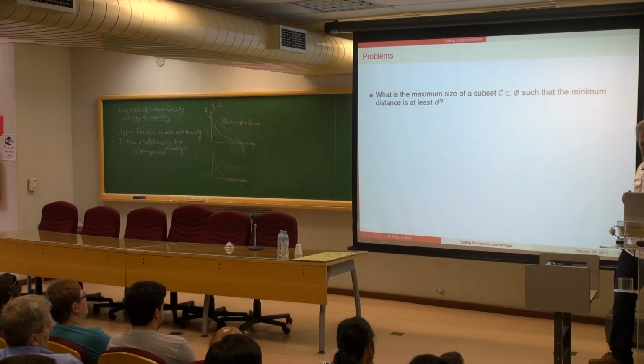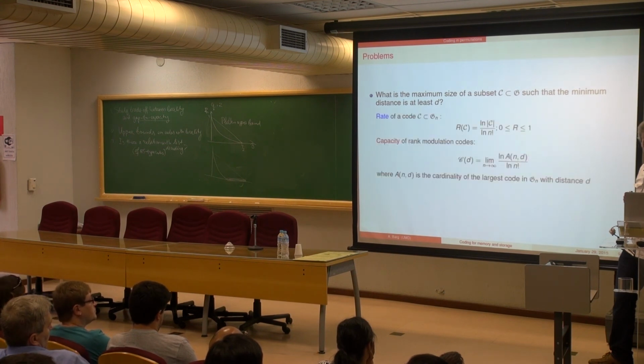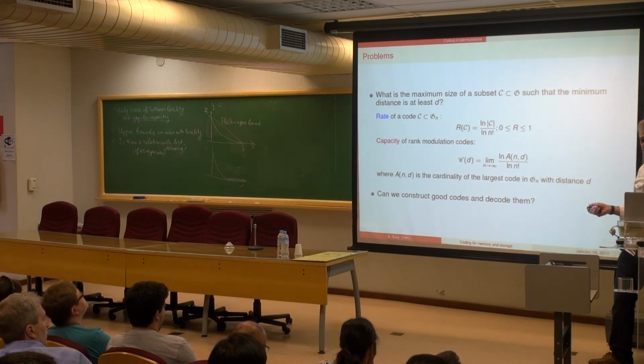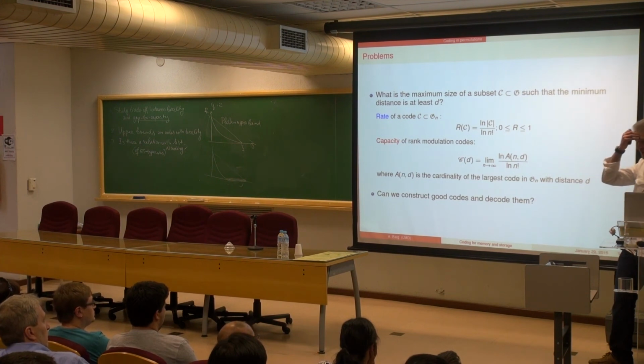Well, let us ask ourselves the array of standard questions. What is the largest possible size of a code with a given distance, and can we construct these codes? This question turns out to be much easier than the same question in the Hamming space. Namely, we can answer both questions: we can find asymptotically the maximum size, and we can construct good codes, in particular codes that get there, with simple decoding. So this problem indeed is much easier.